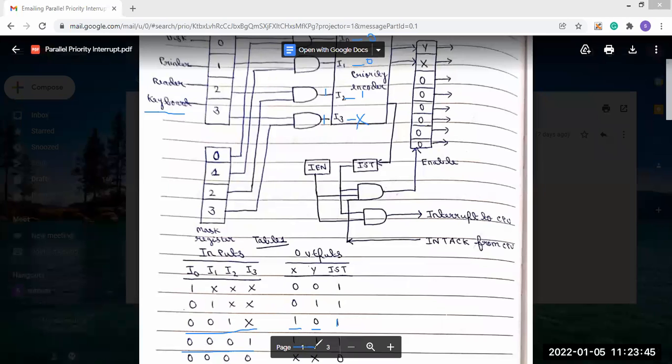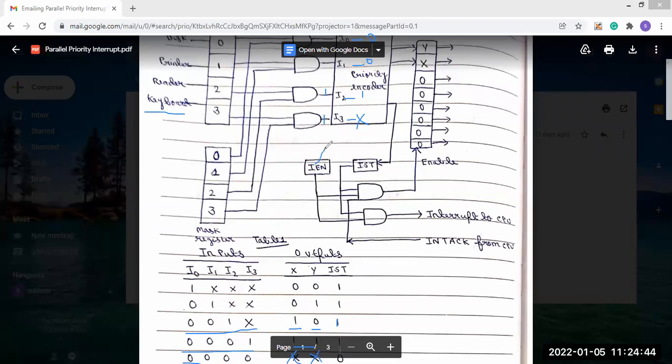Then the output will look like this. And if no device generated the interrupt, that is 0000, then what will happen? There will be a don't care condition for the output, because it works for the interrupt. If no device is generating the interrupt, then no value will be there, so we will ignore it. This has no value, so we will use don't care here. Like this, we will put the table, and that's how we will know.